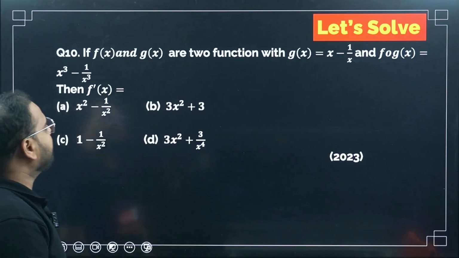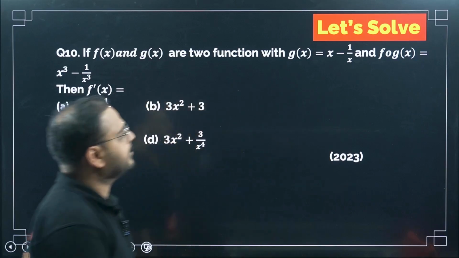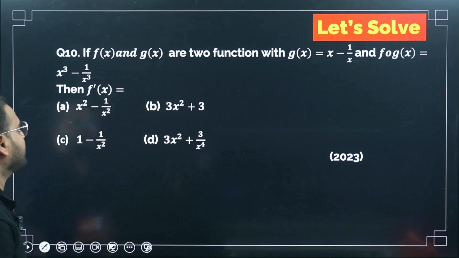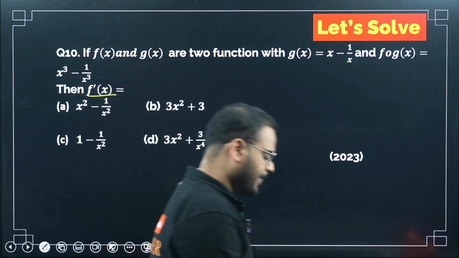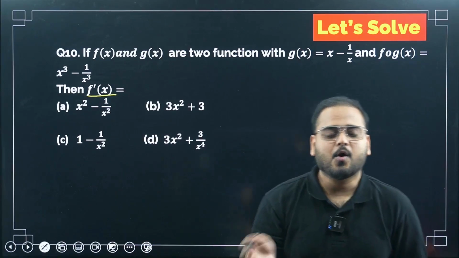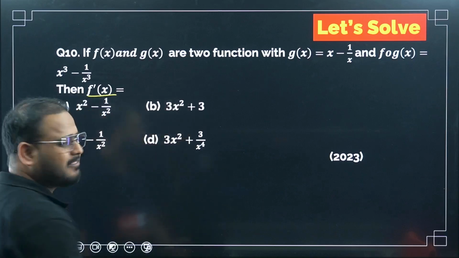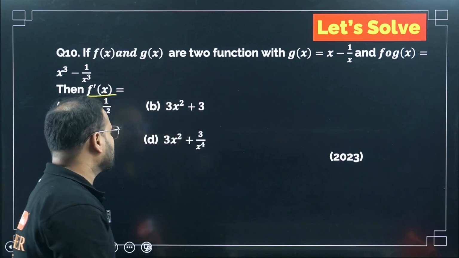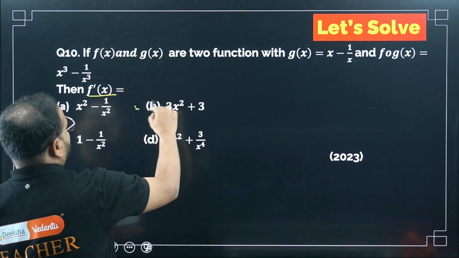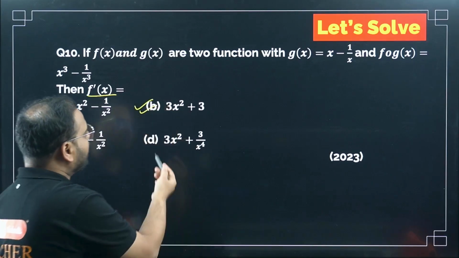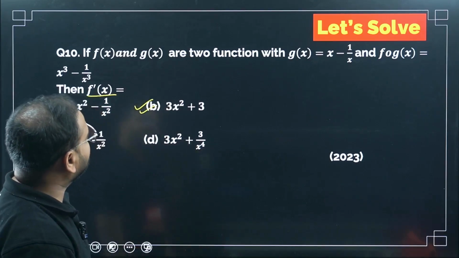Question number 10. f(x), g(x) are two functions given like this. g(x) is x minus 1 by x, and f of g of x is given as x cube minus 1 by x cube. Find the derivative of f(x). A very, very good question. I like this question because you have to use all your understanding of algebra to solve it. That's why it is very important and fun also. I think this answer should come as B. If you got B, it's correct, you can write it as 1 mark, but let's see how we get it.